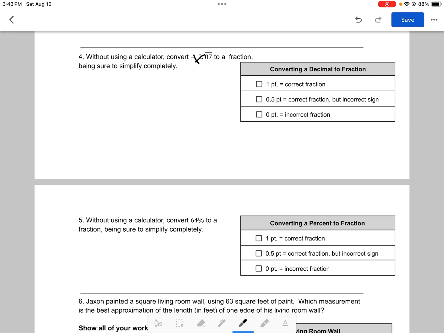0.07 repeating. It is repeating, so I know that I have 2 digits after my decimal, 1, 2. And so I'm going to have 2 nines in my denominator. Anytime that our decimal is repeating, we have to include those nines. And then it's just going to be a singular 7 because it's 07.